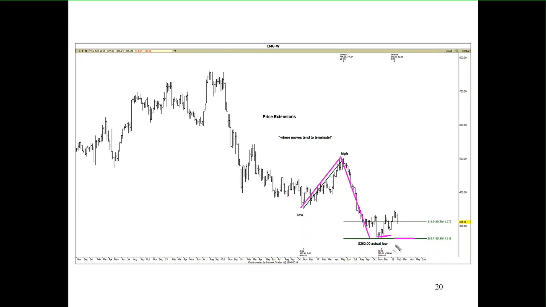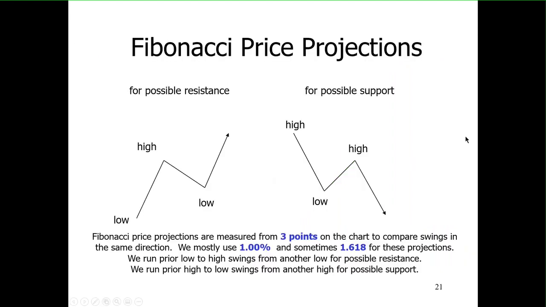I mean, that's something that you'd want to know, because we did put in that low right on top of, well, the actual low was made at 263, but that was right on top of the 262.71 support. And I think it looks like the initial rally may have been about $80, just off of a single extension, okay? So that's pretty much it for extensions.